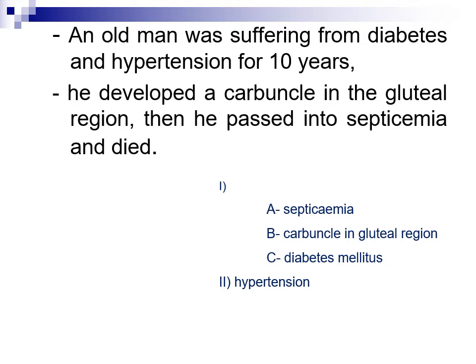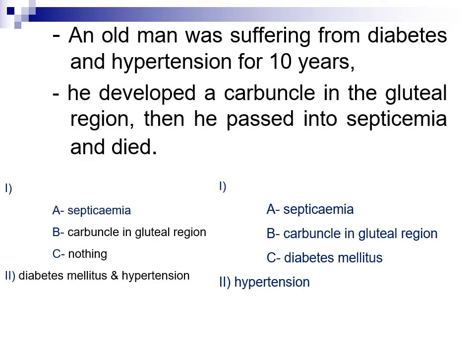And in part 2 we mention hypertension. Hypertension may contribute to this, but it's not the exact cause of the immediate cause, septicemia. Another answer would be septicemia caused by carbuncle, and we write diabetes mellitus and hypertension in part 2. Both answers could be accepted.